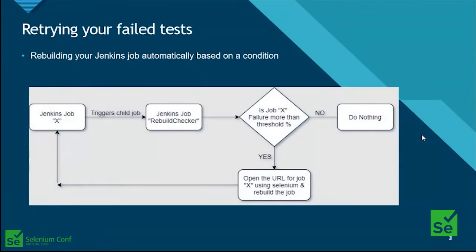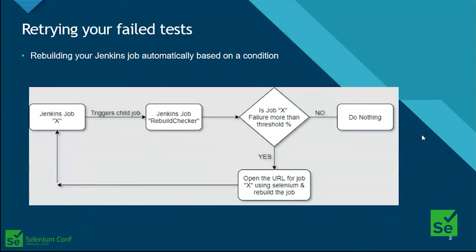Or you can go ahead and implement a custom solution based on your needs. So one that we have tried out is as shown over here. We have our Jenkins job X. It is made up of Selenium tests, Selenium suites. Once this job X finishes, it will trigger a child job. We call it rebuild checker.